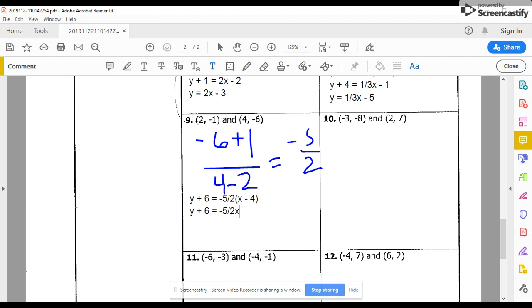Negative 5 halves times negative 4 is going to become plus. 2 goes into 4 twice, times 5 is 10, and then subtracting 6 is y equals negative 5 halves x plus 4.